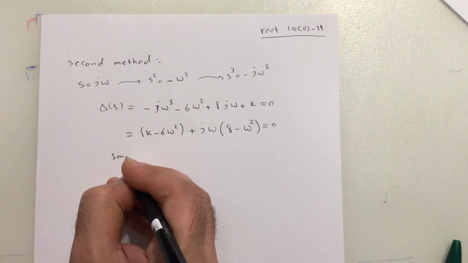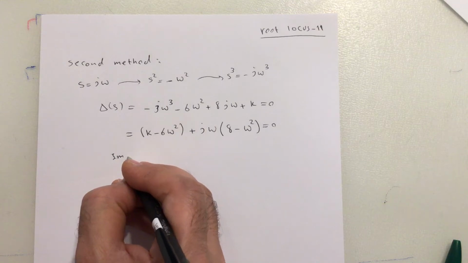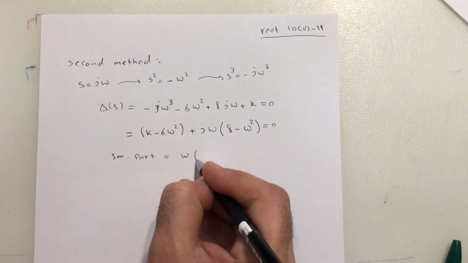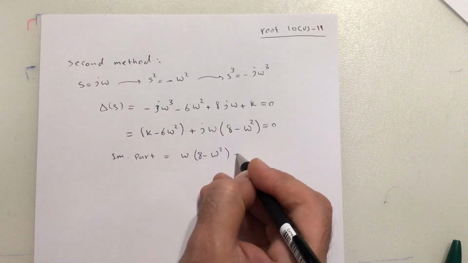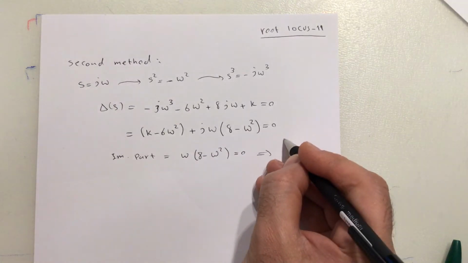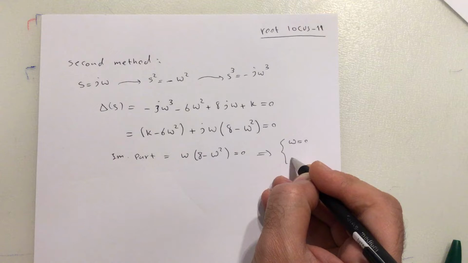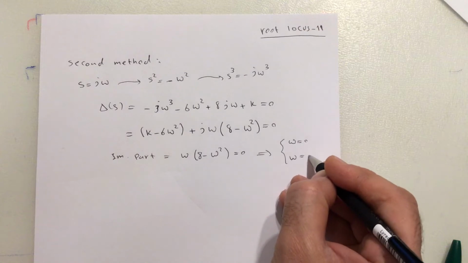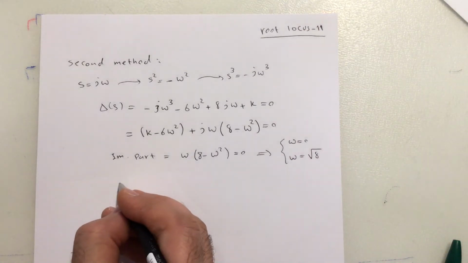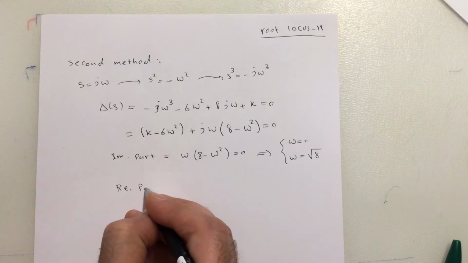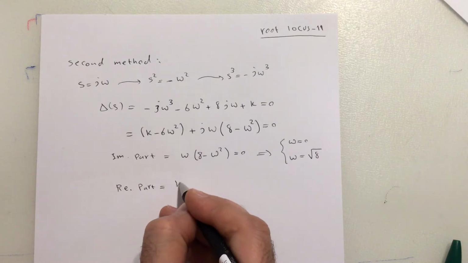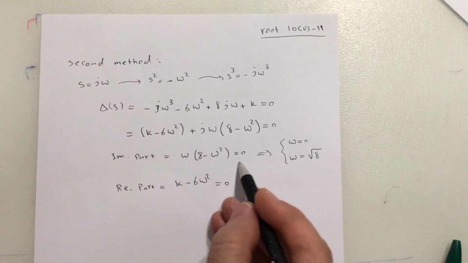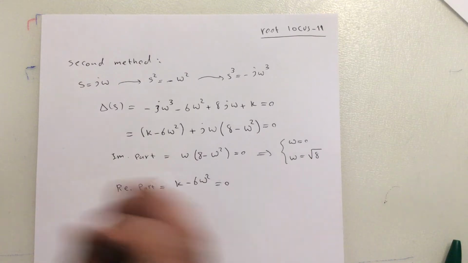the imaginary part, which is omega multiplied by 8 minus omega squared equals 0, will give you omega equals 0 and omega squared equals 8, which gives you omega equal to square root of 8. And the real part equal to 0, it was k minus 6 omega squared, should be 0. Already we know that omega squared is 8. Okay, let me show you what it means.